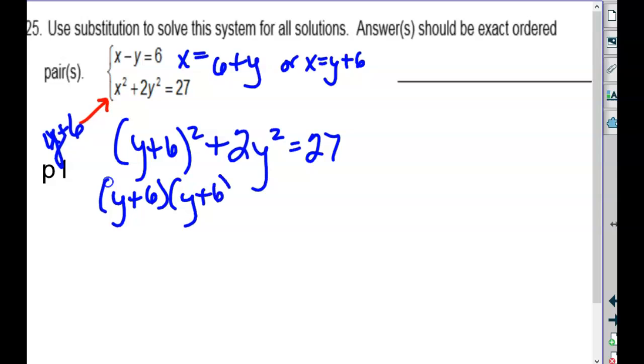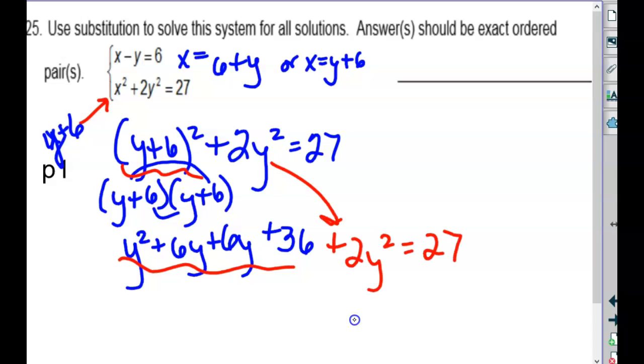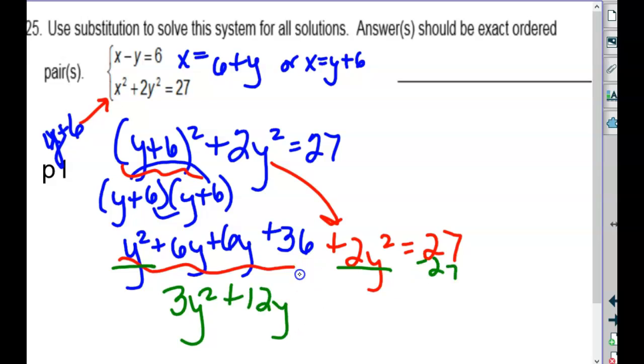What is y plus 6 times y plus 6? Yes, there's 12y because there's 6y and 6y when you do these inside and outside terms. And then a plus 36. Okay, that was just this part. So we still have a plus 2y squared equals 27. All right, so I have a 1y squared and a 2y squared, which is 3y squared. 6y and 6y is 12y. And 36 minus 27 is 9.